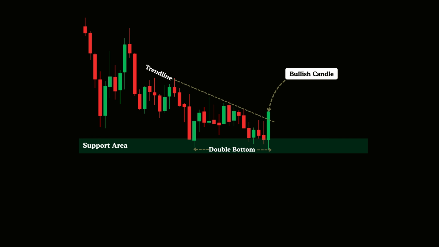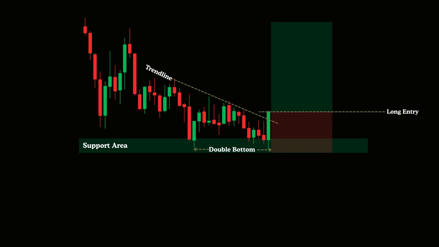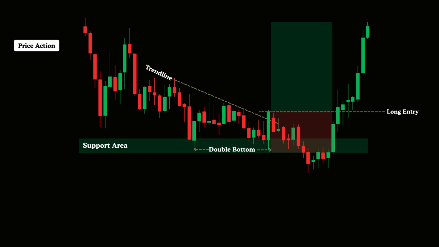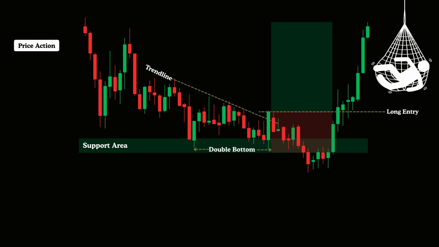Considering these two signals, many retail traders view this as a reversal setup and take long entries, believing it's an ideal price action trade. However, soon after, the price drops sharply, hitting all stop losses before making a strong upward move. Traders who relied solely on price action end up trapped in this scenario.